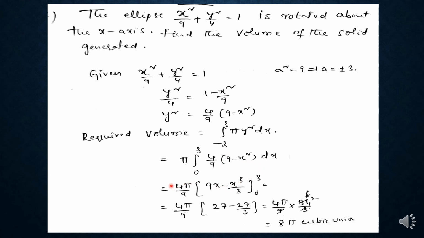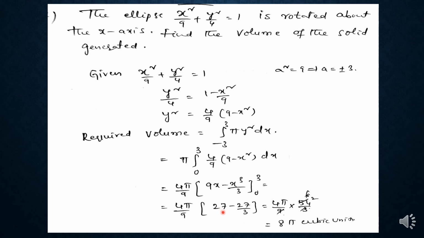So that is 2 into 4 pi by 9 into [9x minus x cube by 3] from 0 to 3, by integration. Now by substituting the upper limit here, actually this is 2 into 4 pi by 9, mistakenly it was given like this. 2 into 4 pi by 9 into 9 into 3.